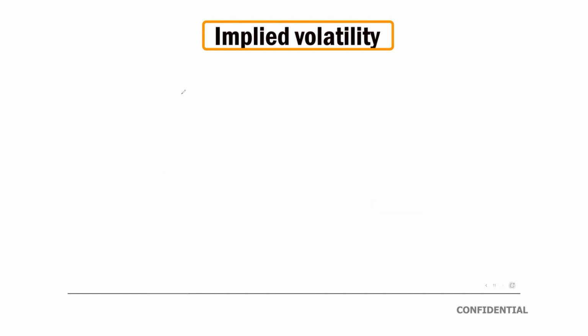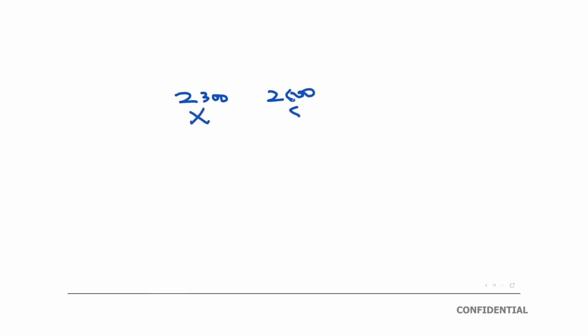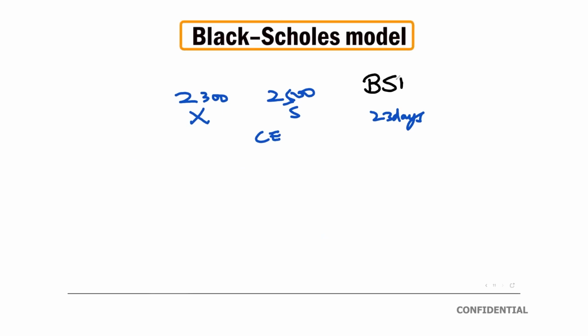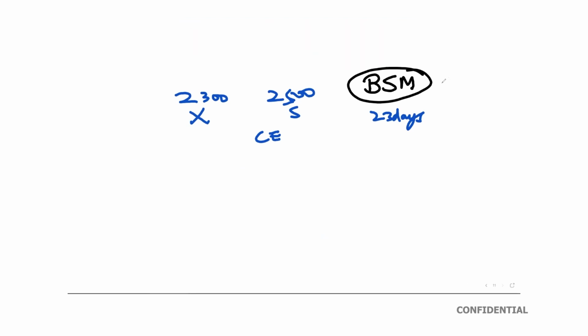Suppose you are buying a call of 2300 strike price when the spot is 2500. This is the exercise price, this is the spot price, and 23 days are left in expiry. This is a European call. Now, there is a model called the Black-Scholes model. You don't need to know the formula, because all the models and their formulas are openly available on the internet. You can just search Black-Scholes model calculator and it will come.